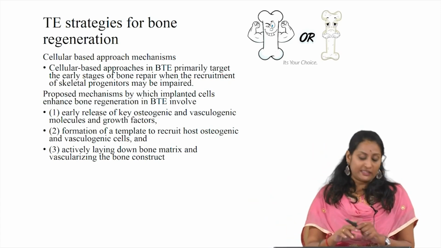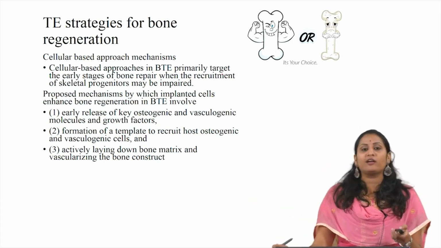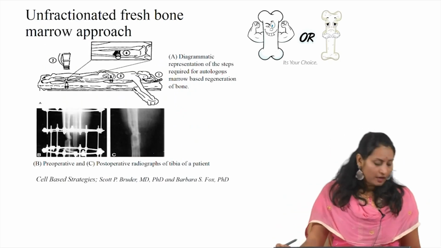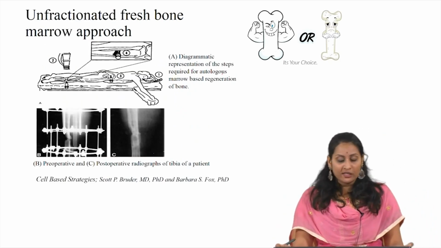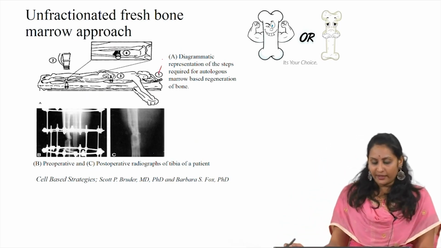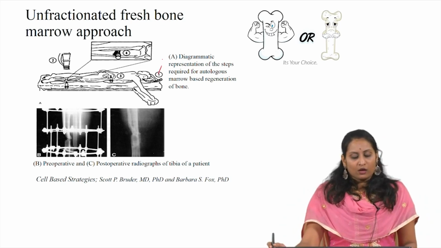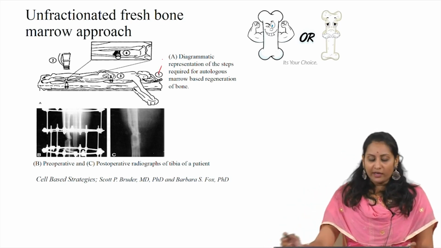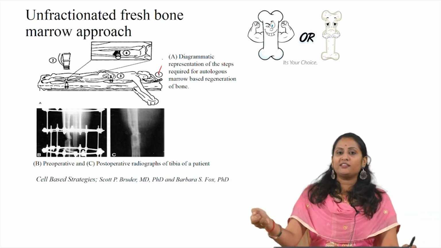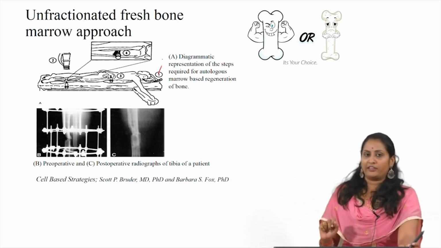These are the steps that follow in the cellular based approaches, and the first approach is the unfractionated fresh bone marrow approach. In the first picture, the patient is anesthetized, and the second shows the defect, where they directly remove the fresh bone marrow and inject the cells into the defective site.